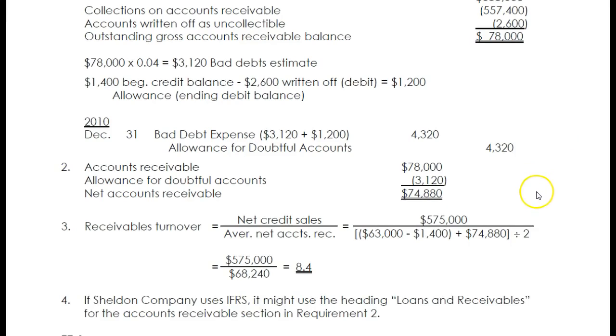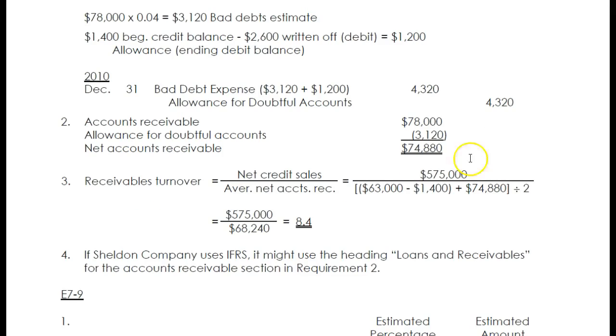The next one they wanted to know was net accounts receivable. What's the net of that? Well, the net, as it shows here, is accounts receivable $78,000 minus that $3,120, the allowance for the bad debts, because that's our balance in the bad debts. So our net becomes $74,880. This $4,320 has nothing to do with it as a contra to that. That just gets it to the point where it needs to be.